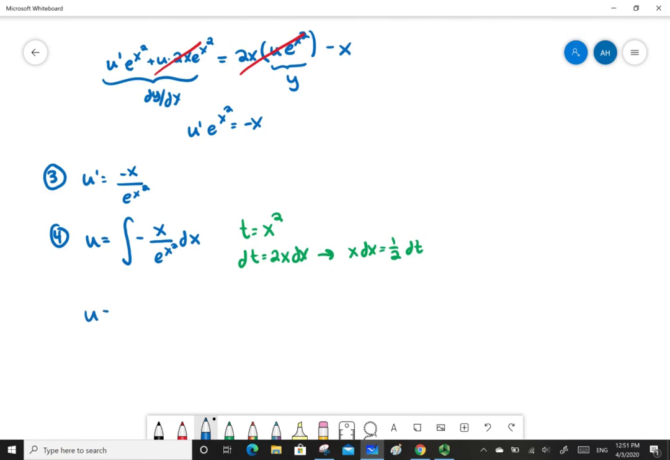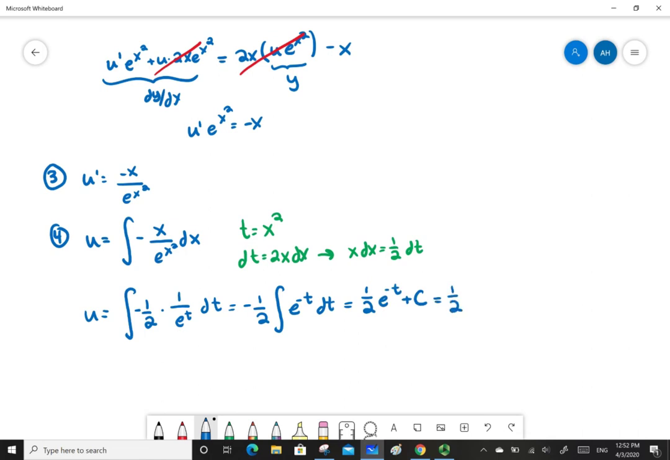So u is equal to the integral of negative 1/2 times 1 over e to the t dt, which I can rewrite as negative 1/2 times the antiderivative of e to the negative t dt. Integrating, I get 1/2 e to the negative t plus c, which is 1/2 e to the negative x squared plus c.